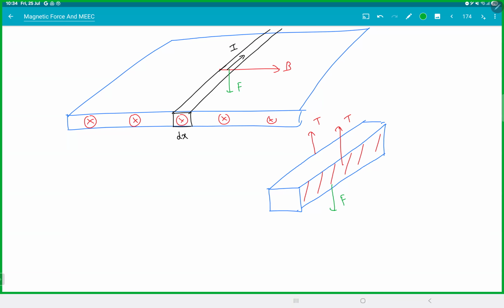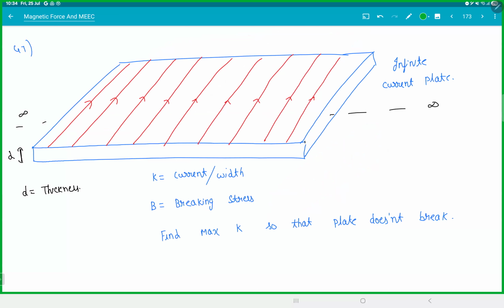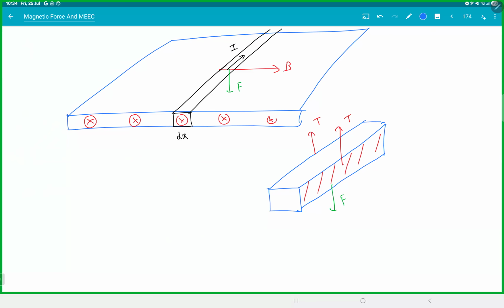So this is actually a shearing stress. There will be a tension parallel to the surface there. This is a breaking stress, which is basically shearing stress. So you should take this area, which will be how much? This will be dx. This will be length L and W.